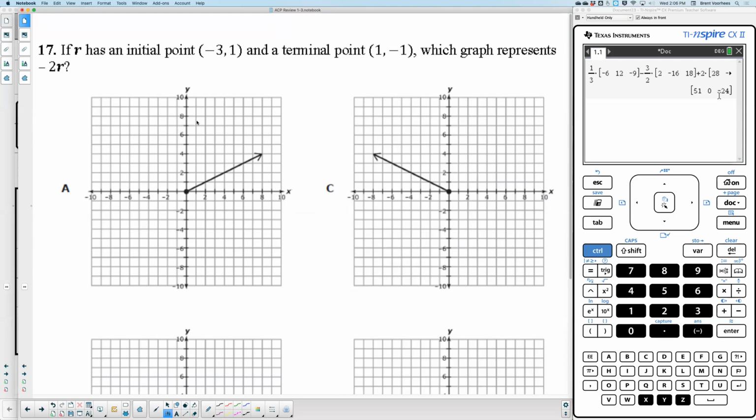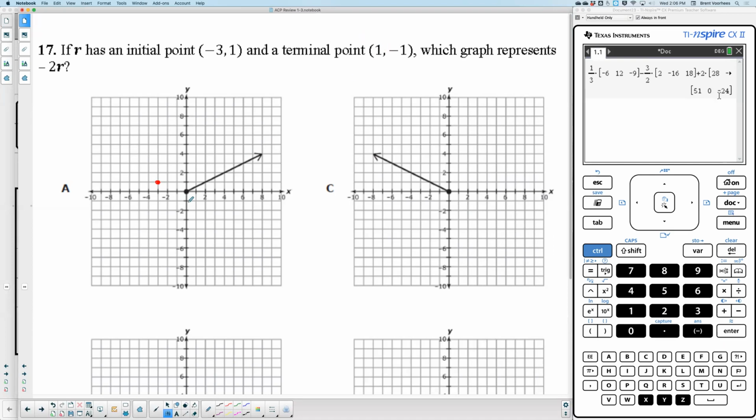So plot the point -3, 1. I'm just going to use my graph here at A. -3, 1. Where is that located? Which quadrant? 2. So I go left 3, up 1. There's the initial point. That's where the graph starts. Where does it end?